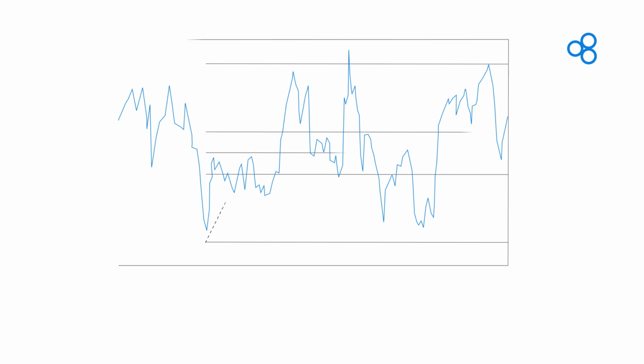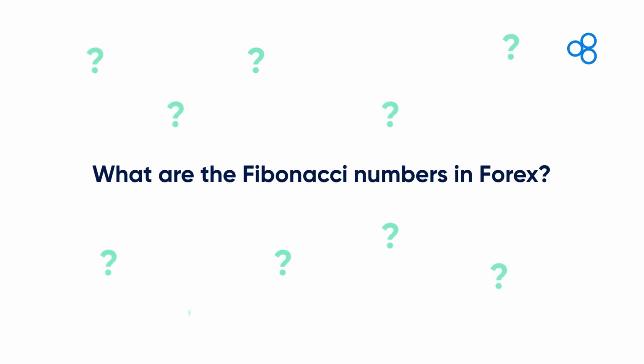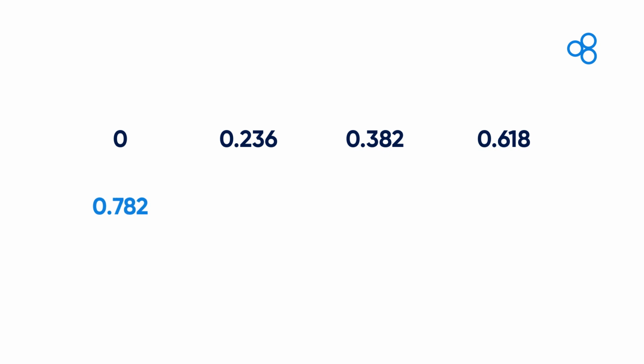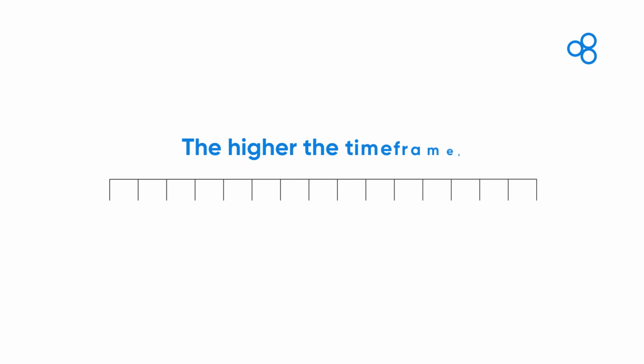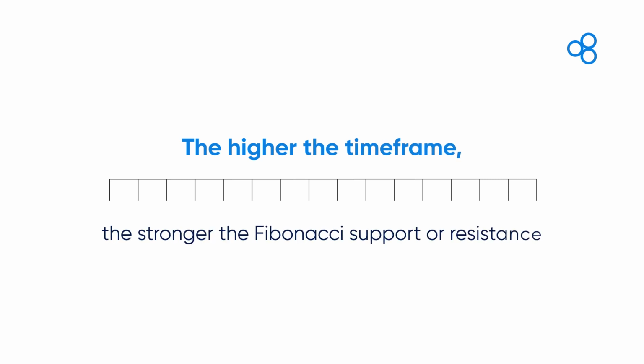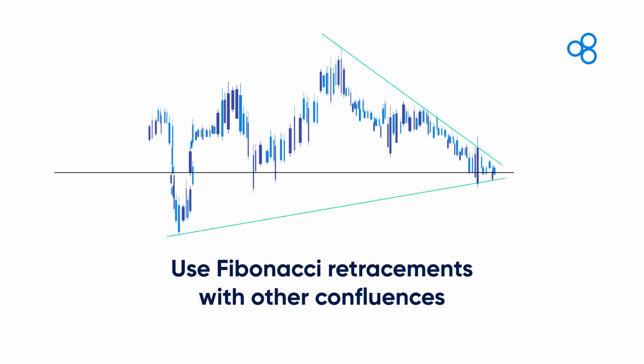Fast forward 9 centuries later, and the Fibonacci retracement is now one of the most popular tools in the Forex market. But what are the Fibonacci numbers used in Forex trading anyway? The key numbers that you should remember are 0, 0.236, 0.382, 0.618, 0.782, 1, 1.272, and 1.618. With these numbers, you can identify potential levels of support and resistance for your trades. The higher the time frame, the stronger the Fibonacci support or resistance. And to make these numbers more effective, you can try using them with other confluences.